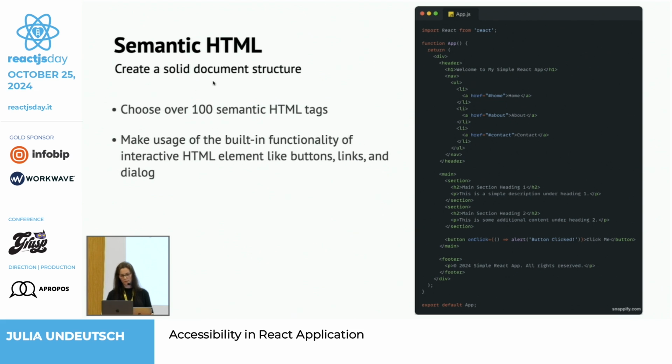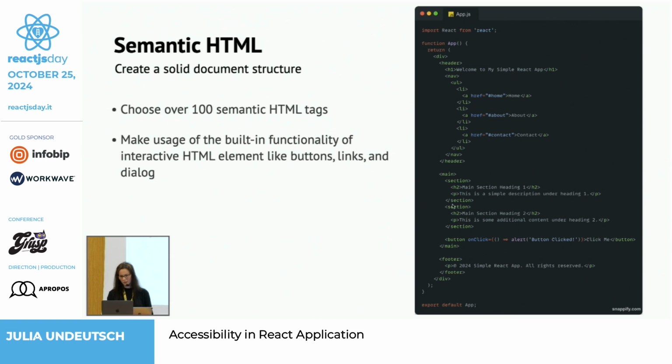And with semantic HTML, we can structure the whole page or the whole document in a way that is very understandable for screen reader users, but also for us as developers. So who would not like to read this kind of code? It's very clear that this is a header, and inside there we have the H1, and there's a navigation, and the navigation has links inside, and they are structured in a list.